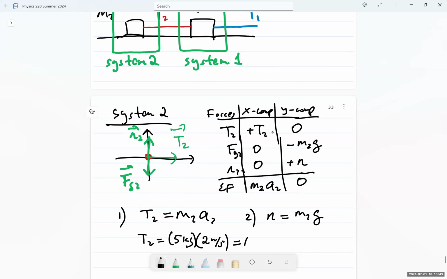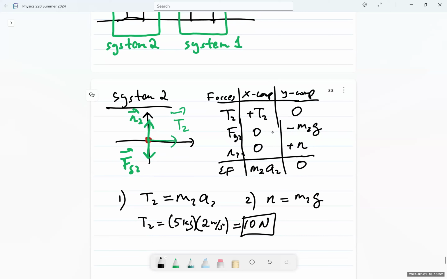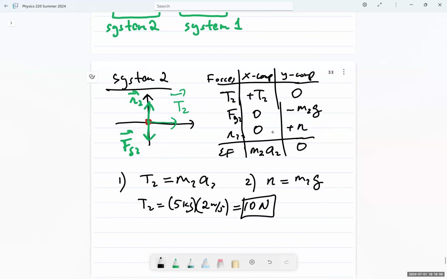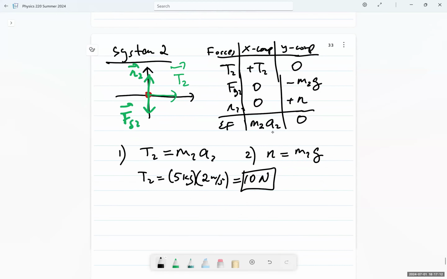And what we got here is 10 newtons, which means the tension 2 that connects those two is 10 newtons, whereas tension 1, which was connected to mass 1 and is the external force pulling the whole system, was 20 newtons. So this is how we can get information about that internal force. We had to break it down into 2 parts, or basically look at an individual box, and then we can get it from there. We could have also looked at system 1.